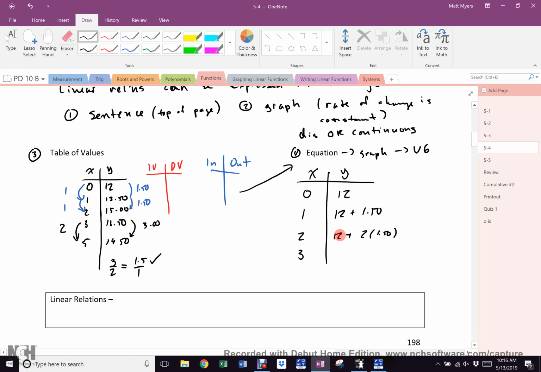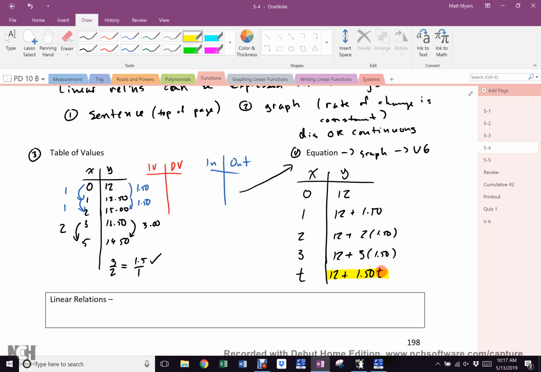What if I have a third topping? Do I still pay $12? Yes, plus 3 1.50s. Agreed? What if I put on T toppings? $12 plus 1.50 times T. And there is the equation. Does everybody understand?